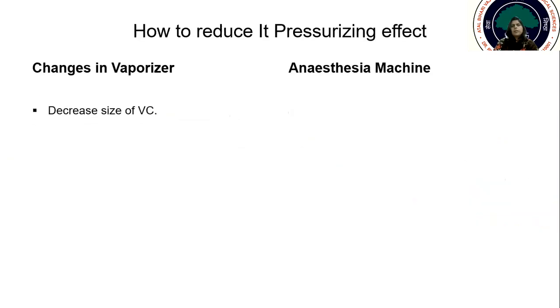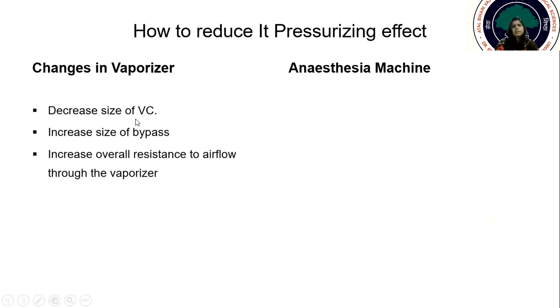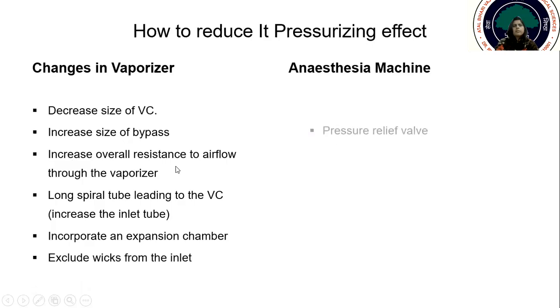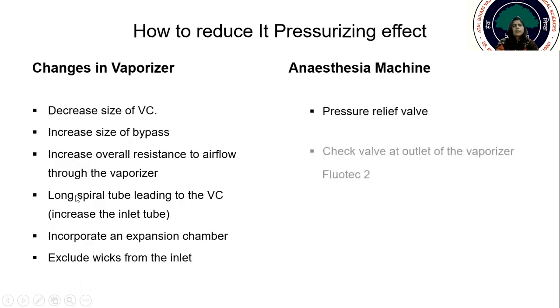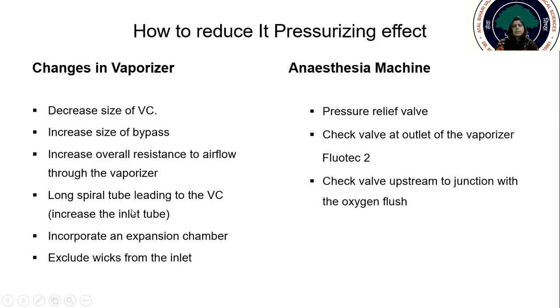So how can you reduce these back pressure effects? You can make a few changes in the vaporizer: decrease the size of the vaporizing chamber, increase the size of the bypass chamber, increase overall resistance to the airflow through the vaporizer, or use a long spiral tube leading to the vaporizing chamber, that is, increase the inlet tube, incorporate an expansion chamber, or extrude the wicks from the inlet.